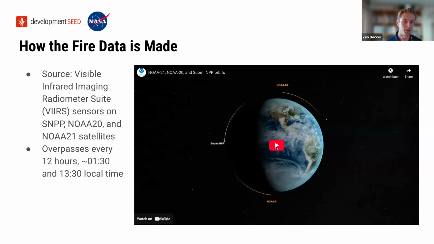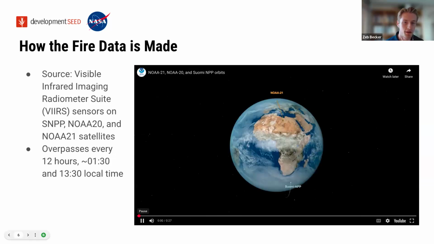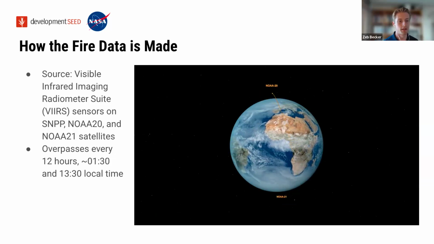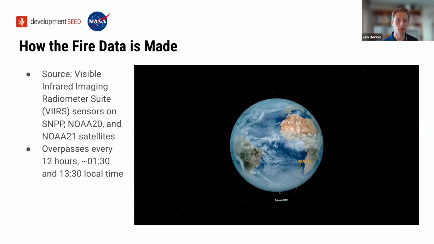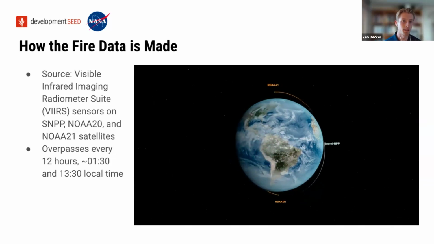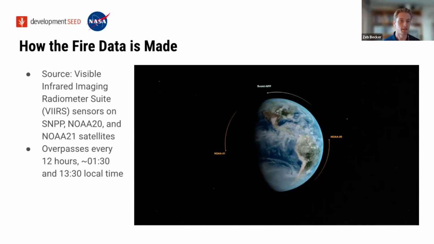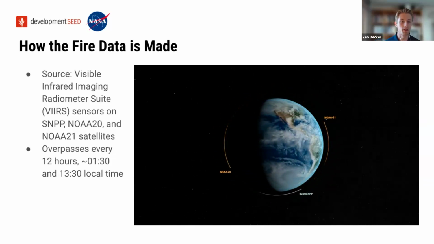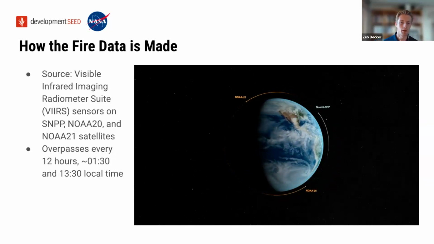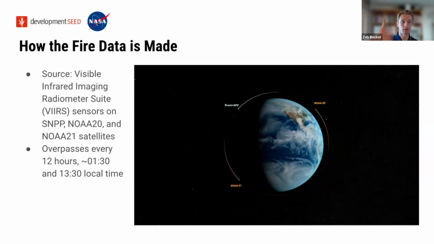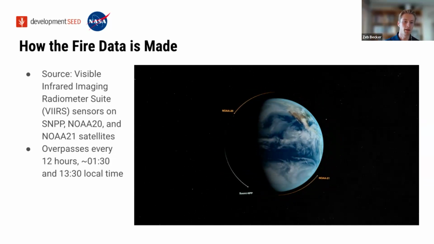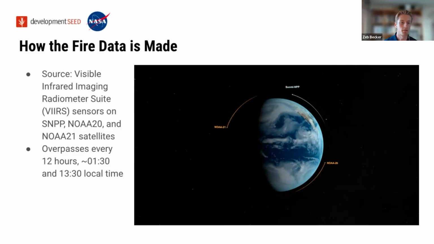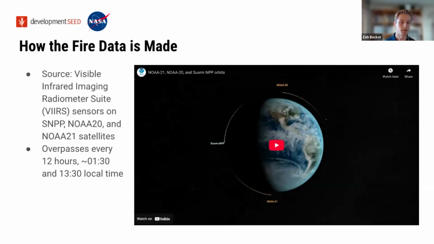So it all starts in space. Perfect. So we pull from sensors on 3 different satellites, the SNPP, NOAA 20, and NOAA 21 satellites. These are polar orbiting satellites. So wherever I am on Earth, about every 12 hours, those satellites are going to overpass my location. That's approximately 1:30 p.m. and 1:30 a.m. local time. And we're pulling from the VIIRS sensors on those satellites.